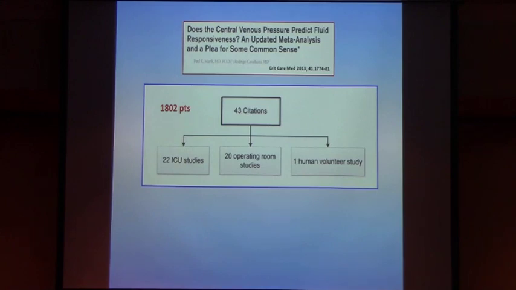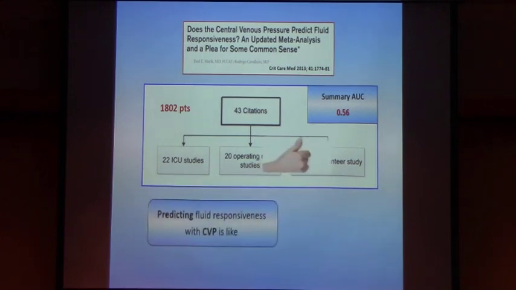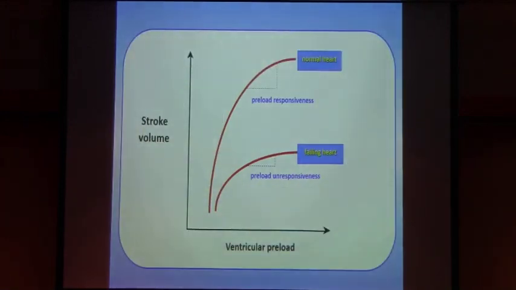Many patients were included in this meta-analysis, 43 studies, and the summary area under the ROC curve for the prediction of fluid responsiveness using CVP is only 0.56, which is exactly like flipping a coin. So this is why we need dynamic indices, dynamic parameters.